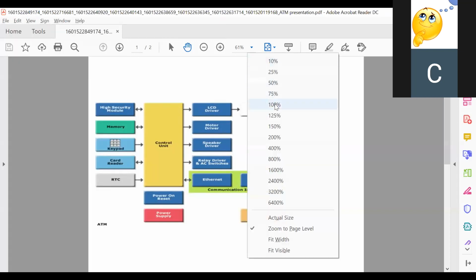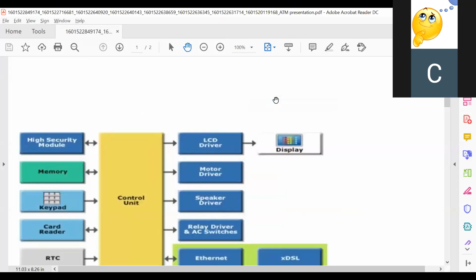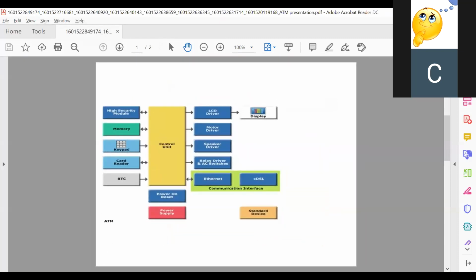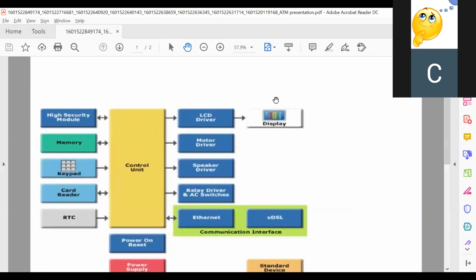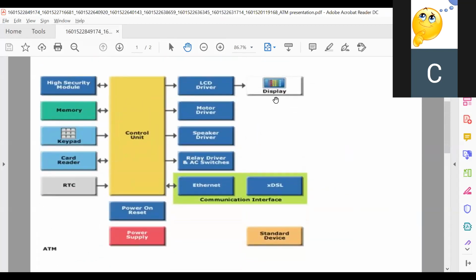Okay, I will increase the size because you have put it in. This is the first one, and this is the second one. Am I correct? Yes, ma'am. Yeah. Give me the presentation.